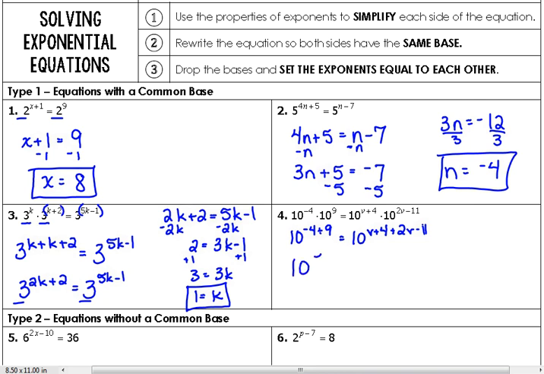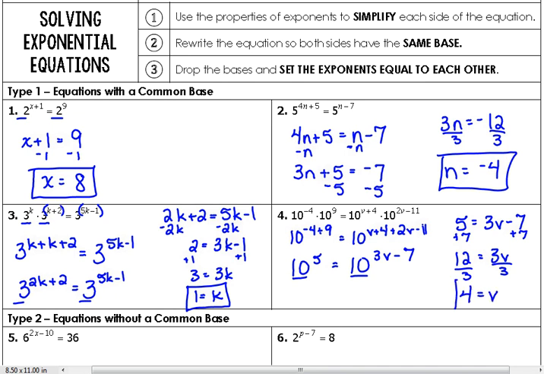Negative 4 plus 9 is 5. v plus 2v is 3v. 4 minus 11 is negative 7. We have a single base of 10 on both sides, so we set those exponents equal to each other. This one's simple. We add 7 to both sides. 12 is equal to 3v. Divide by 3. 4 is equal to v.